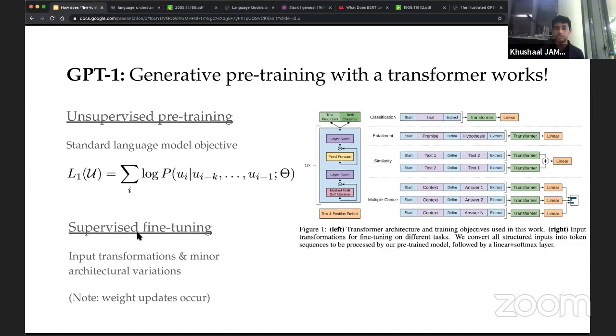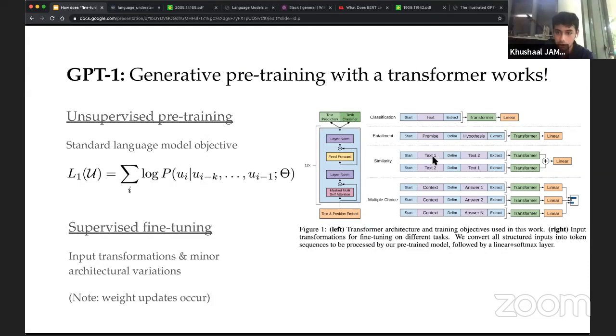The other bit is supervised. This is when you have some minor architectural variations and input transformations. If you want to get a sense of what that looks like, just consult figure 1 here. On the left, we have a look at the architecture. Essentially, this is just the transformer decoder, stacked on top of each other 12 times. And then on the right here, you get a sense of both what the minor architectural variations might look like and how the input transformations work.